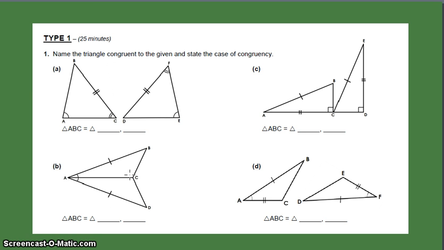Now, let's take note of what we have. The side AB is congruent to the side AD because they have the same symbol. So we have a side. And the angle BAC is congruent to angle DAC. So we have angle and angle. As we can see, we already have S and A.